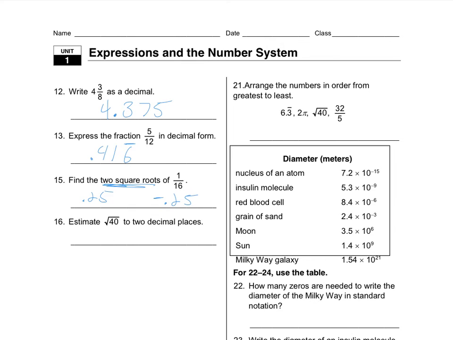Number 16, estimating the square root of 40. In your calculator, the square root of 40 will give you 6.32455532. That's what your calculator will read. We want to go 2 decimal places. 1, 2. So we're looking at this 4. Is that going to round us up or down? Down. So that 2 stays the same. If you round incorrectly, I'm going to count it wrong. Not because I'm mean, but because you're in 8th grade and we need to know how to round.